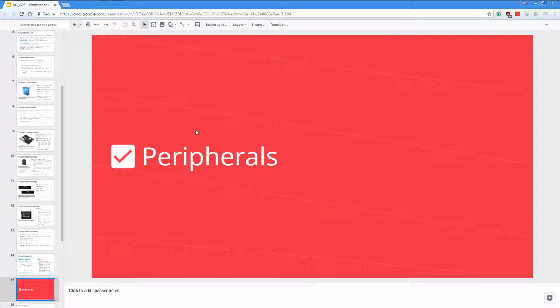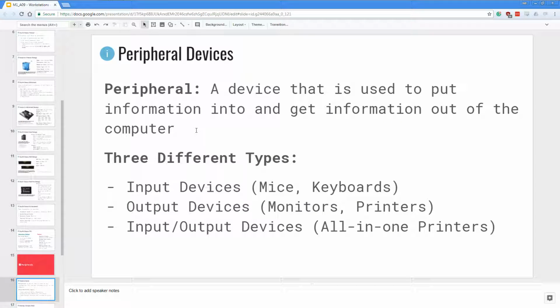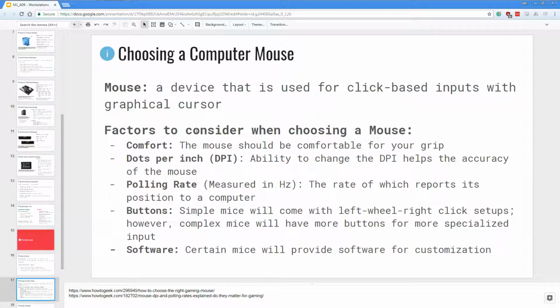And that is it. We have planned out our computer, but a computer's not fun without peripherals. So what are peripherals? Peripherals are devices that are used to put information into and get information out of the computer, and there are three different types: input devices such as mice and keyboards, output devices such as monitors and printers, and input-output devices like all-in-one printers and so on. So let's start with choosing a mouse.